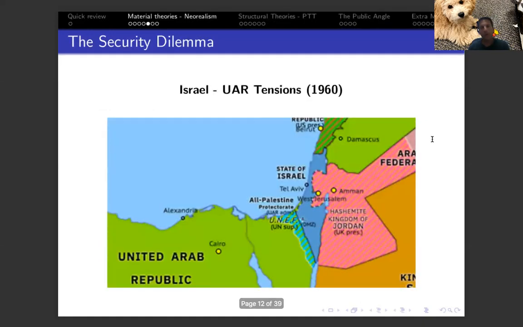I want to talk quickly about a historical example to explain this dynamic of the security dilemma. So this is the Middle East, part of it at least. Israel, over here on the northeast of Israel is Syria. On the east of Israel is Jordan, and on the west and southwest of Israel, in this case, is Egypt. In the late 1950s, the leaders of Egypt and Syria came to an agreement to form what was called the UAR, the United Arab Republic.